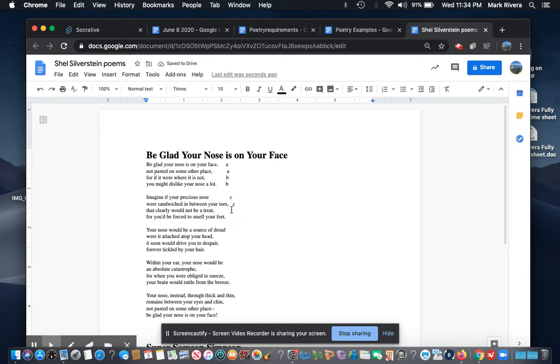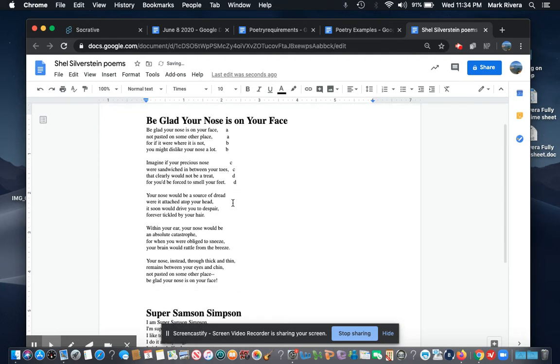All right, the next word is treat. Does treat rhyme with anything above it? It does not. So I put the next letter, which is D. Now I have feet. Feet, treat. Okay, now I get this next word, dread. Does dread rhyme with anything above it? No, it doesn't. So it's going to be the next letter, which is E. Head. Head rhymes with dread. Good, so I put that. Okay, so it's going to be E. Next word is despair. Does anything up here rhyme with that? No, it doesn't. So it's going to be F.